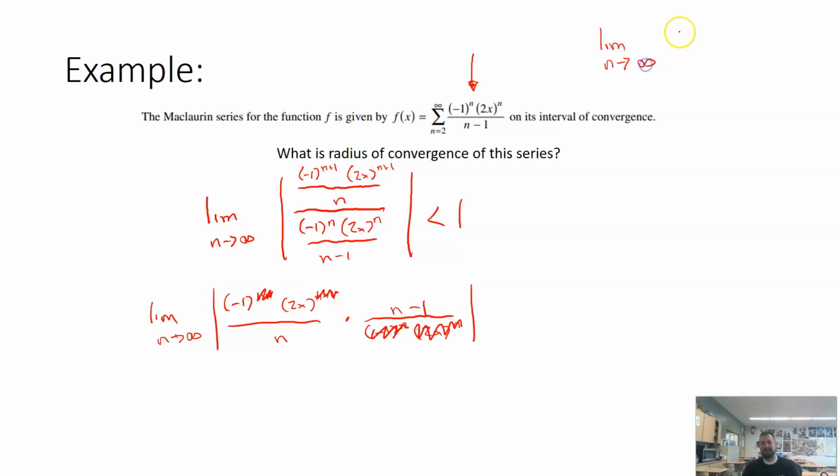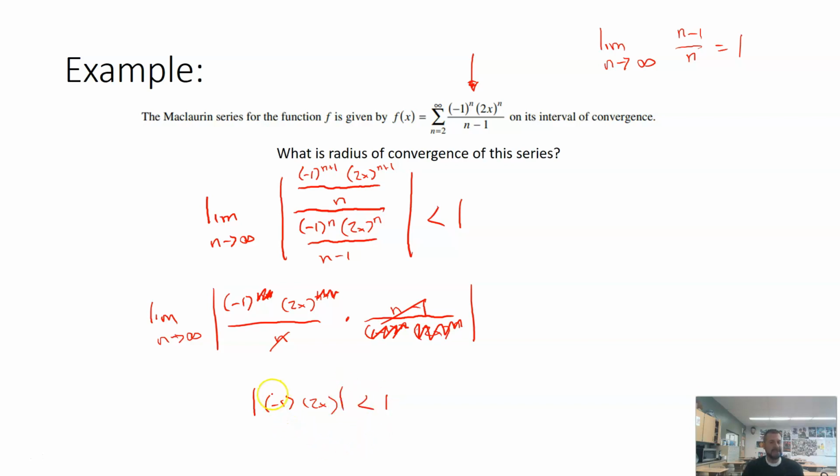I've got the limit as n approaches infinity of (n minus 1) over n. Well, I can see that they're raised to the same power, so this thing is 1. It's not that the n's cancel out here. It's just that as I take the limit as n approaches infinity, because we're looking at such large values, the minus 1 doesn't matter, then they cancel out. So what I really have here is negative 1 times 2x is less than 1.